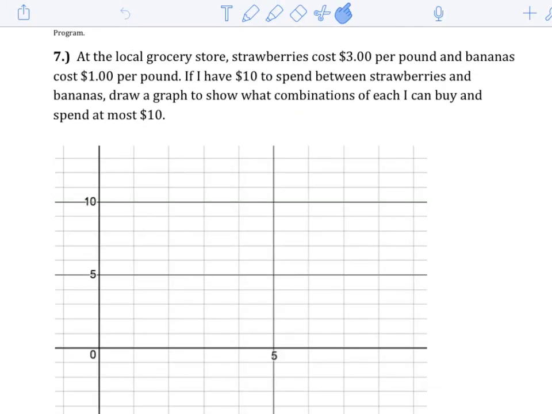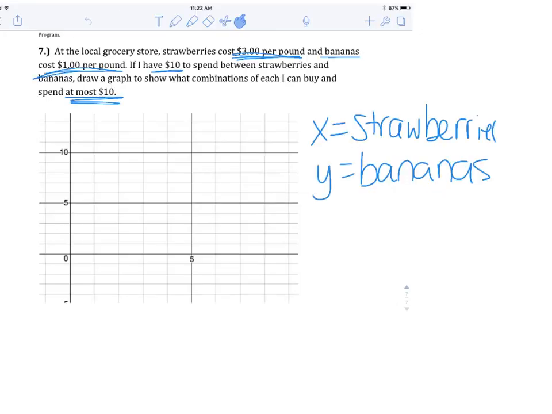For the last problem, we have a local grocery store that sells strawberries for $3 per pound and bananas for $1 per pound. If they have $10 to spend between strawberries and bananas, we're going to draw a graph to show what combinations of each they can buy and spend at most $10. Since we are not told x and y, x is going to be strawberries and y is going to be bananas.